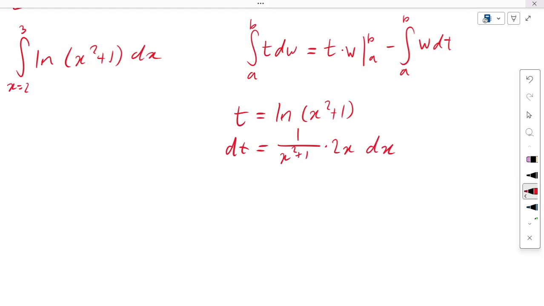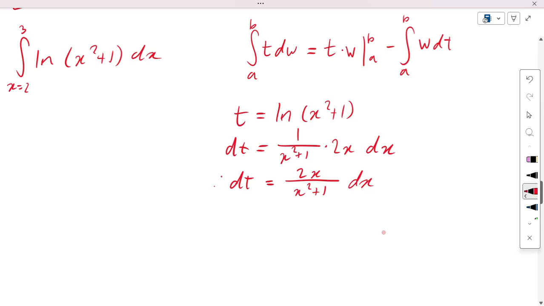Okay. Now what we're going to do over here is, I was going to say take the constant over, but don't do that actually. I want to just simplify it a little bit further, make it look a little bit better. It's 2x over x squared plus 1 dx. Okay. Because remember, we found out what dt is equal to. We can substitute it into this over here.